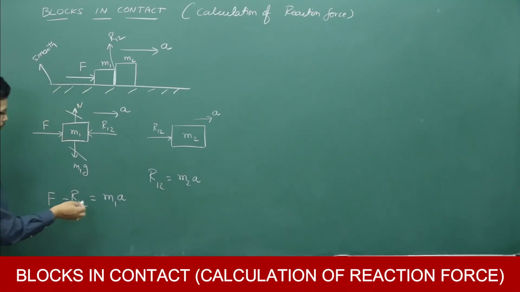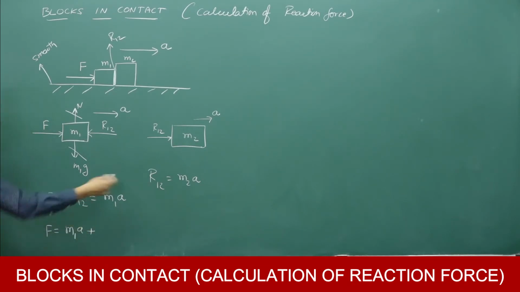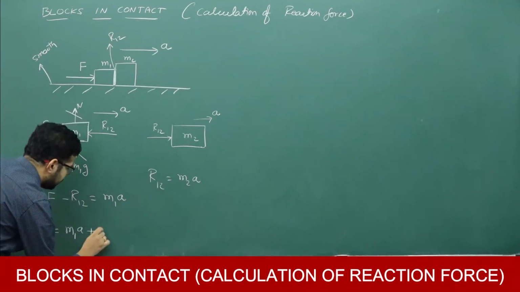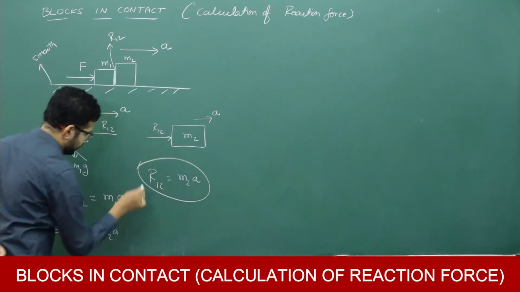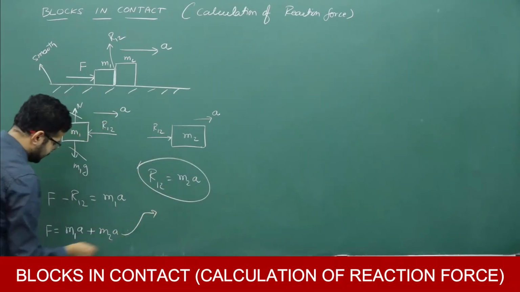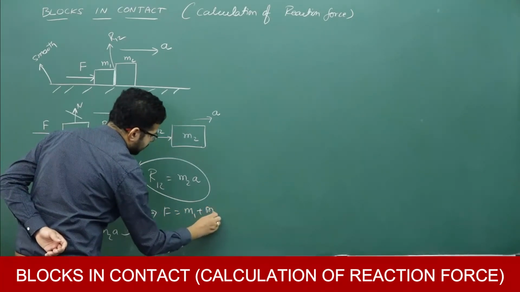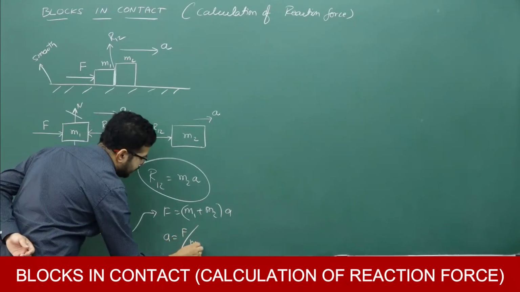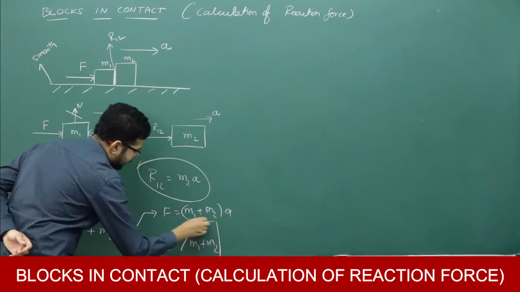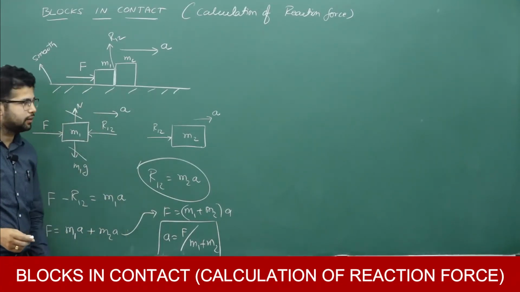Now what is F here? F is equal to M1A plus R12. What is R12? R12 is M2A. So this implies F is equal to M1 plus M2 into A, or acceleration is equal to F divided by M1 plus M2. Calculating acceleration is basically simple, but you need to observe how we calculated the reaction force.